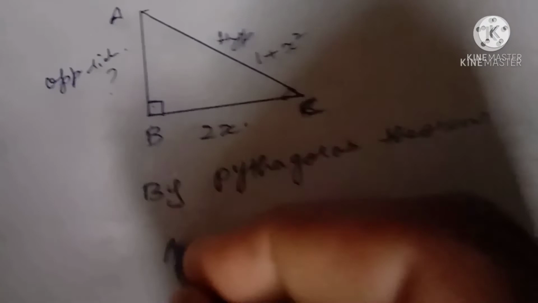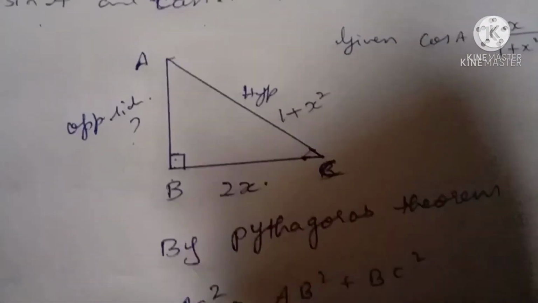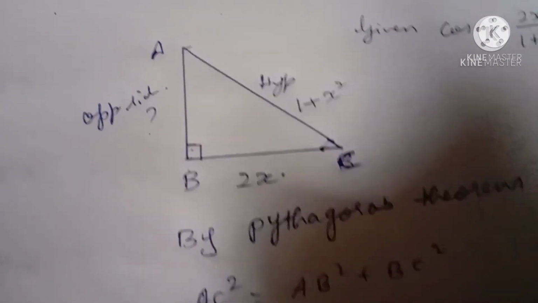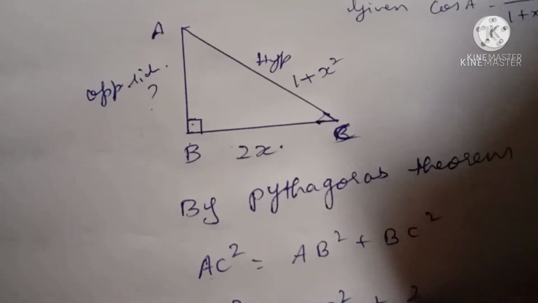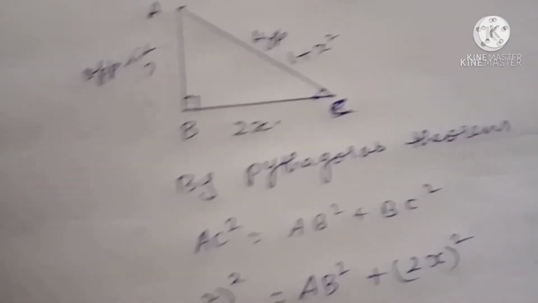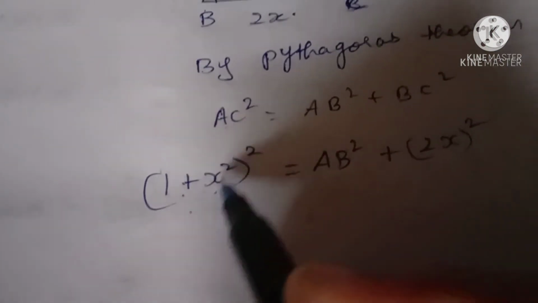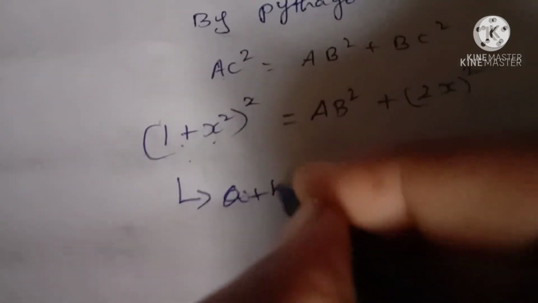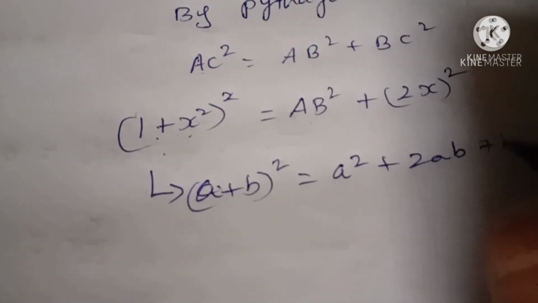Square of the hypotenuse AC square is equal to AB square plus BC square. AC square is 1 plus x square the whole square, and AB square we have to find out. BC square is 2x the whole square. Now if you see the AC square, 1 plus x square the whole square, it's in the identity a plus b the whole square, which is equal to a square plus 2ab plus b square.